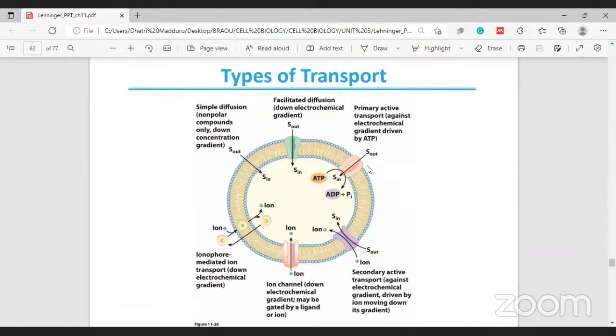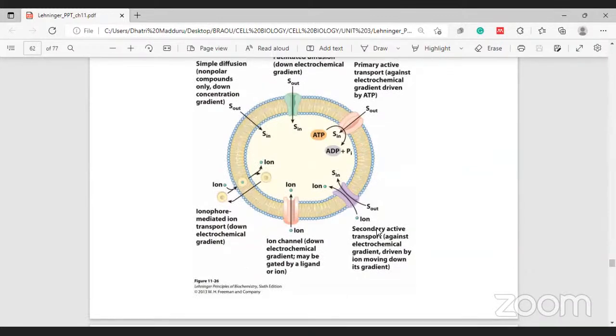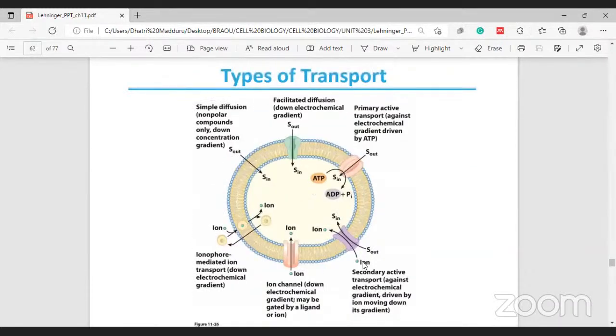Here it goes against the electrochemical gradient, hence ATP is required. ATP is cleaved to ADP and Pi, and that energy is utilized here. Then this is secondary active transport, where the ions will be transported inside and outside. And this is an ion channel, like the potassium ion or sodium ion channel, where the ions will be moving. And then ionophore mediated ion transport, where ions move down the electrochemical gradient.